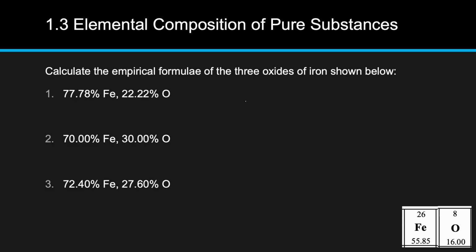So the first part of the jingle, remember, is percent to mass. So we have 77.78 grams of iron, and we have 22.22 grams of oxygen. The next part of this is mass to moles. So remember, to get to moles, we're going to divide by the molar mass. So in 1 mole of Fe, we have the molar mass of Fe, which is 55.85 grams. And in 1 mole of oxygen, we have 16 grams of oxygen from the periodic table.